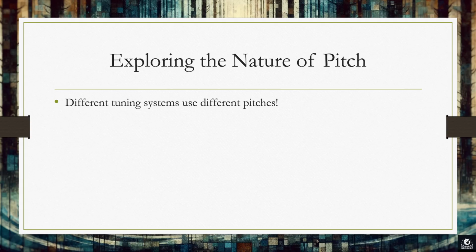Exploring the nature of pitch. The human ear perceives pitch through the cochlea and auditory nerve. The cochlea translates sound wave frequencies into nerve impulses that the brain interprets as pitch. Humans have varying abilities to distinguish between different pitches. For many people, this ability can be trained and improved with practice.